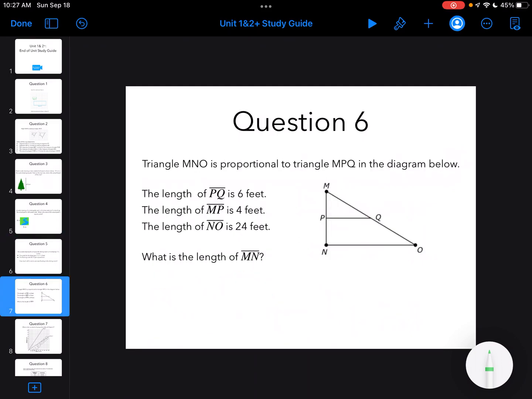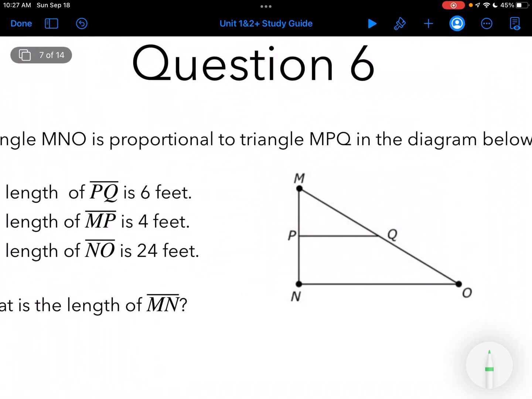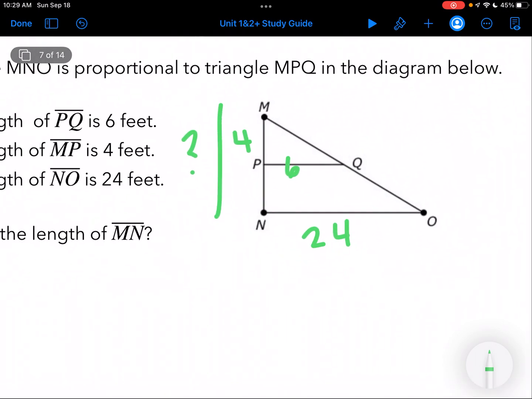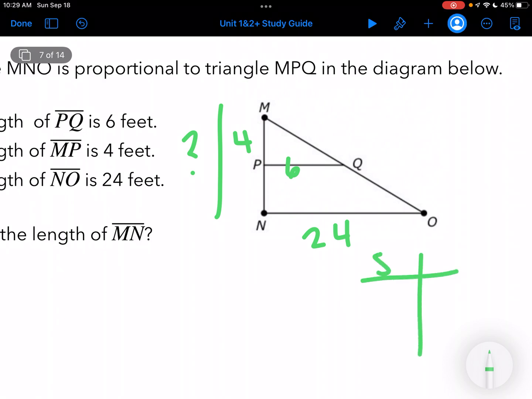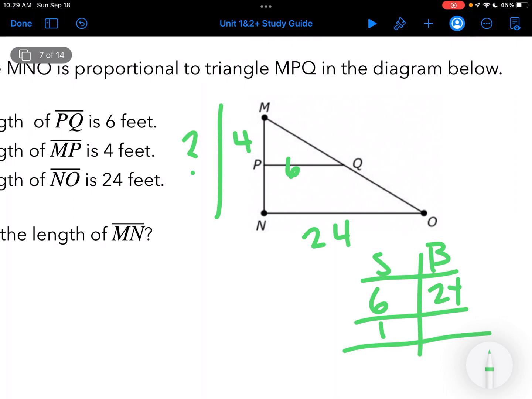Triangle MNO is proportional to triangle MPQ. So I know I have a small triangle inside a bigger triangle. It says PQ is 6. MP is 4. And NO is 24. They want to know MN, so they're looking for that. So I'm going to make myself a table, small to big. So I know 6 and 24 go together because they're corresponding sides. I'm going to find for 1, and then I'm going to go to 4. So I'm going to divide by 6.